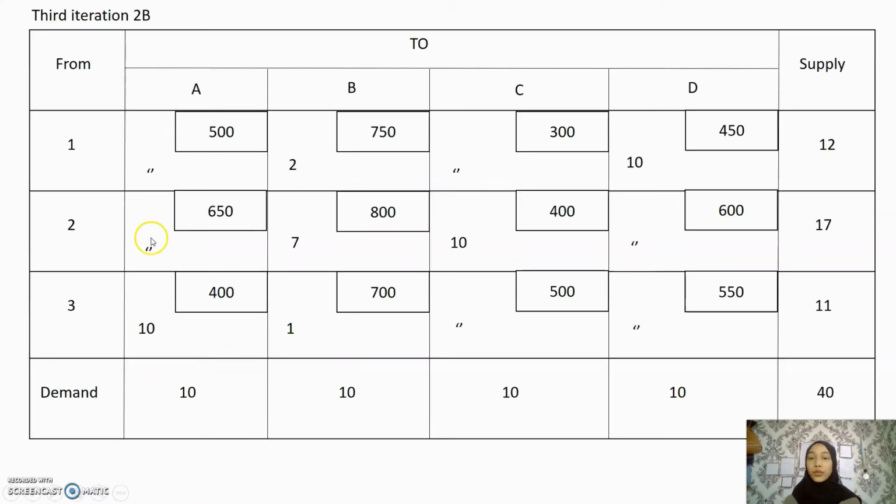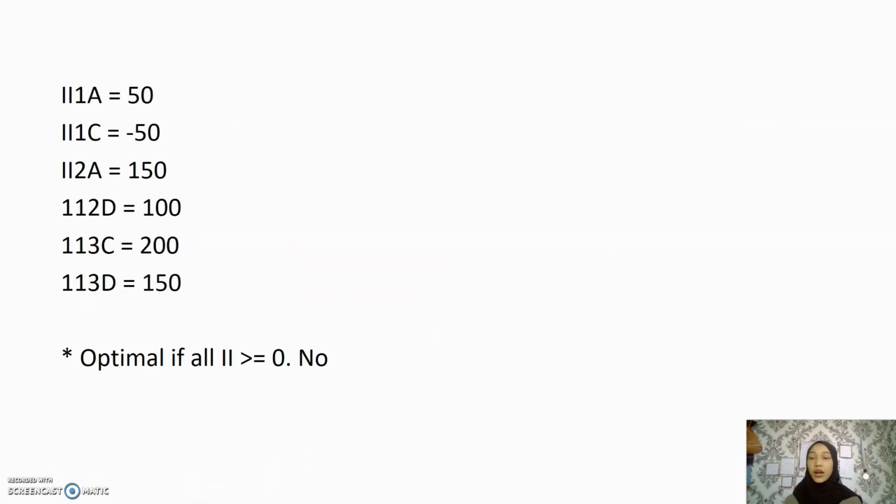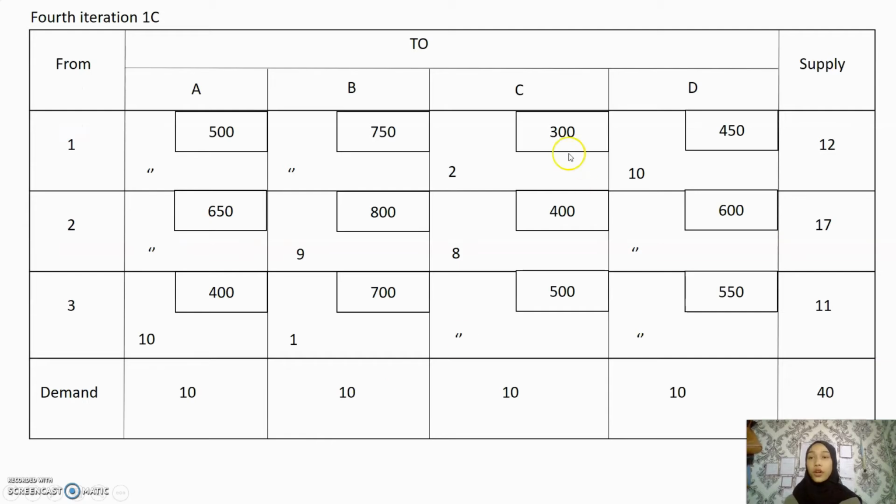At 2B, we replace the minimum number of the negative value. So at 1A, we plus 1, minus 1, plus 1, minus 1 and go back to 1A. The improvement index that we got is 50. So we calculate all the improvement indexes, and we got a negative value at 1C. Again, we do the fourth iteration.